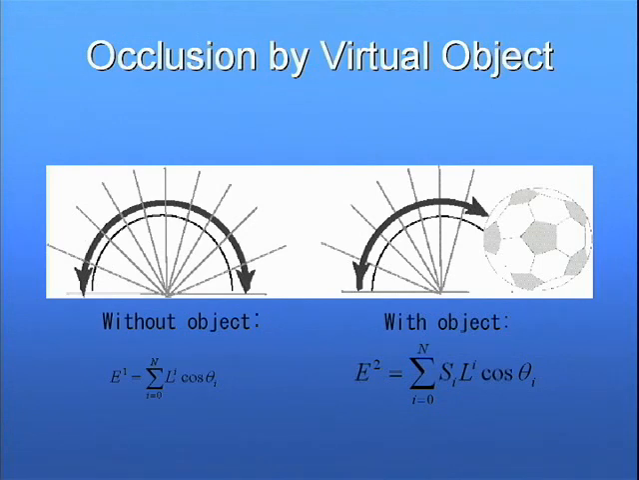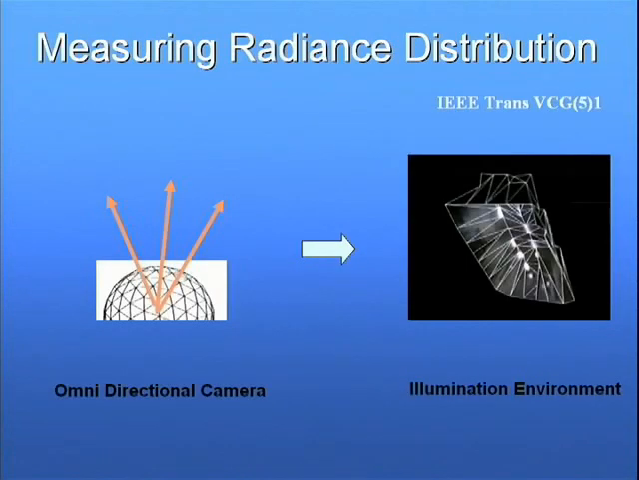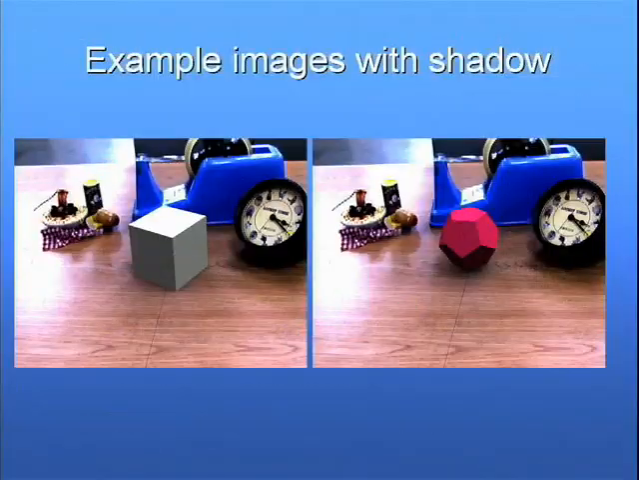For example, if there is a virtual object, this portion is occluded, so this pixel only obtains partial energy, while if there is no virtual object, it gets the entire energy. So we multiply this partial energy divided by the entire energy at each pixel point, and we can generate this kind of shadow information. And of course, for that, we have to measure the illumination environment.